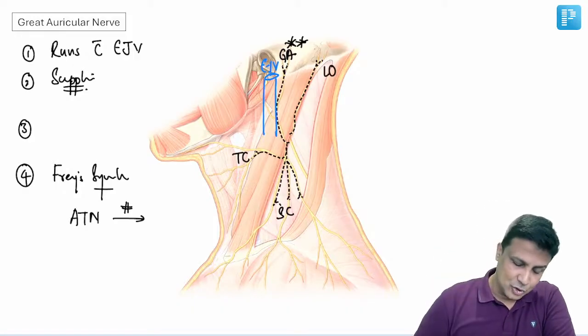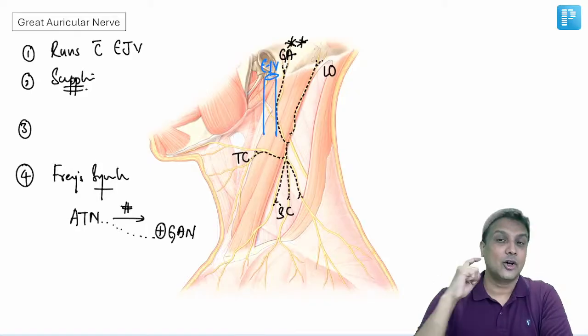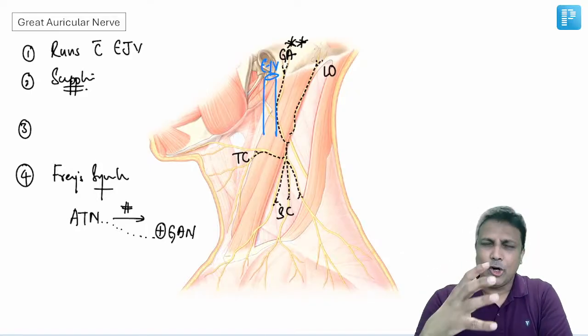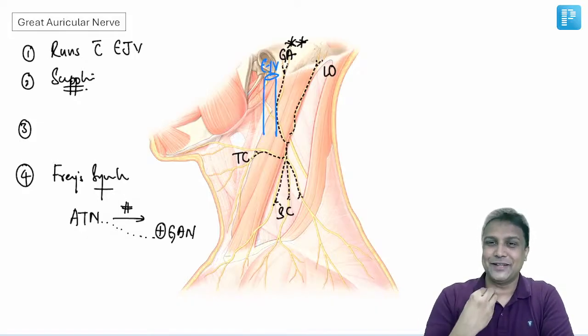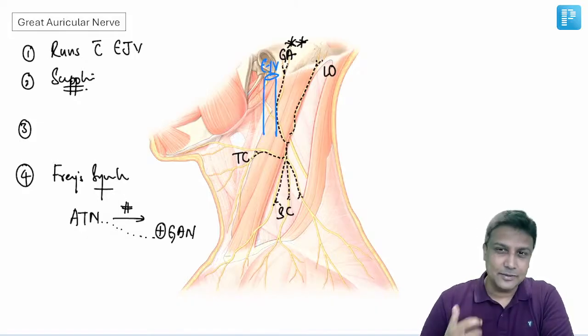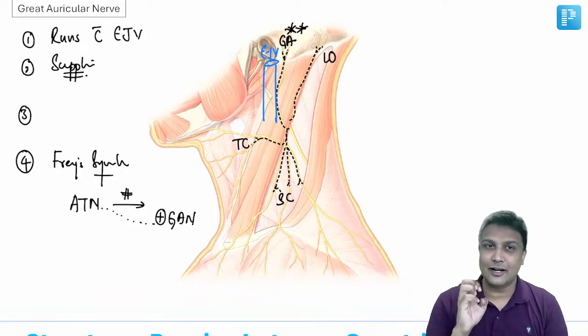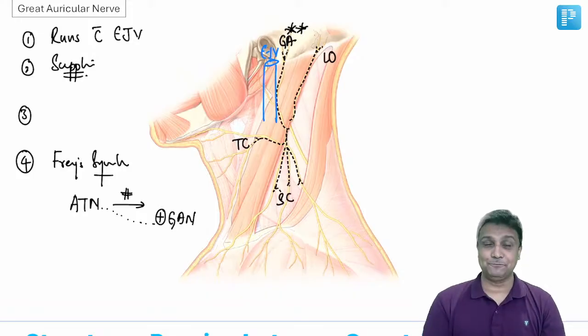Fine. Now if it is injured, then it is trying to regenerate, and while regenerating, remember, it is going to come and join with the great auricular nerve. The auriculotemporal nerve is now joining with the great auricular nerve. In normal people like you and me, what is happening, sir? Whenever we eat something, the auriculotemporal nerve will be stimulated, and that is going to stimulate the parotid gland, and the parotid gland is going to secrete saliva. So salivation is occurring in normal people like you and me.